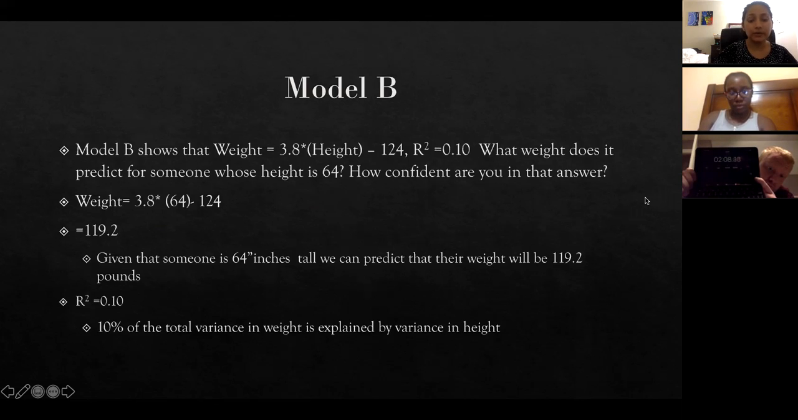Our R squared here is 0.1, which entails that 10% of the total variance in weight for model B is explained by the variance in height, with height being the x-axis and weight being the y-axis here.